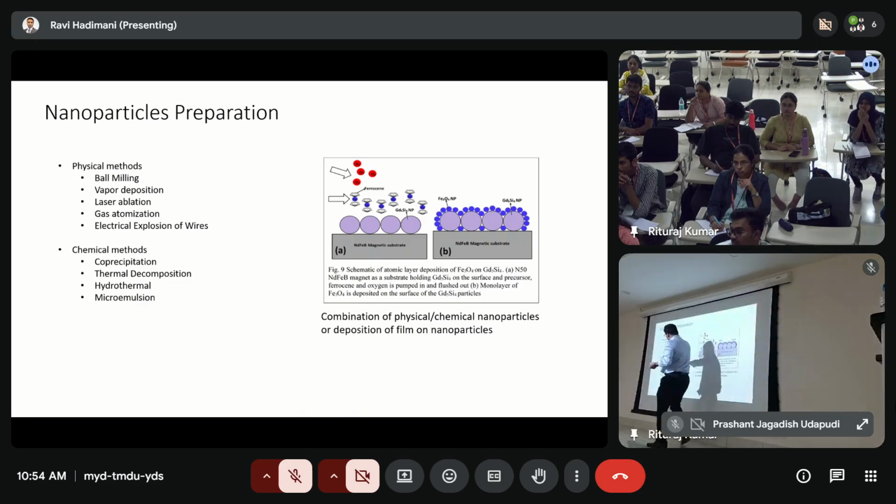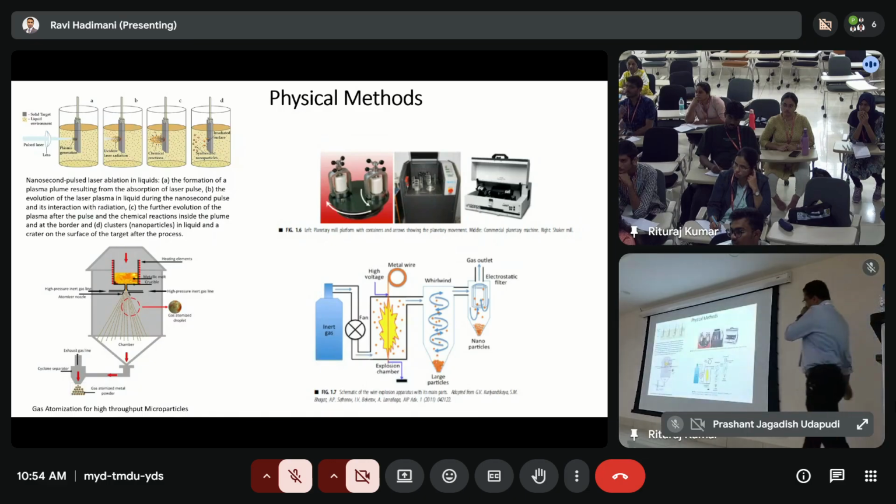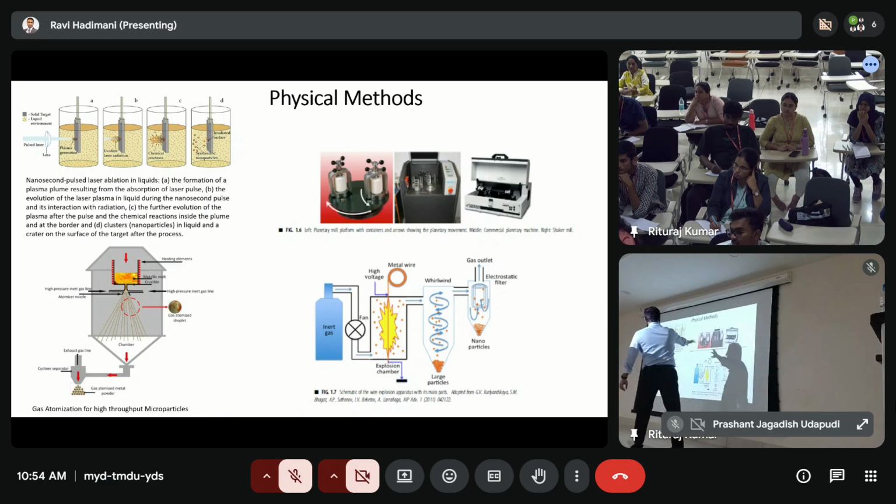So ball milling is a very simple technique, as is vapor deposition, and then there are chemical methods. These are also inexpensive methods where you can do co-precipitation, thermal decomposition, hydrothermal, and microemulsion. These are all different chemical reactions. You can do it in a beaker in any room, not your lab. So it's very simple to do nanoparticles. That's why there are so many nanoparticles available.